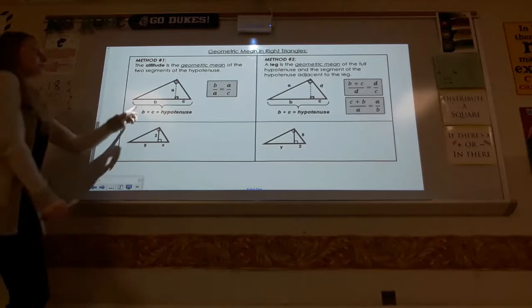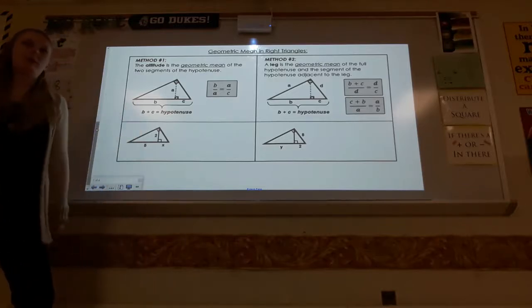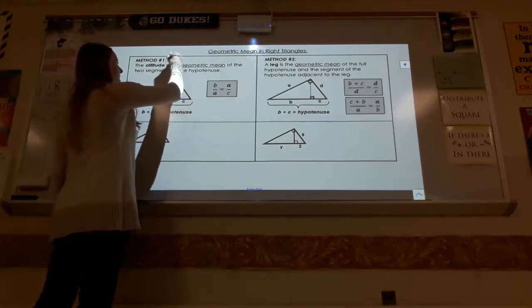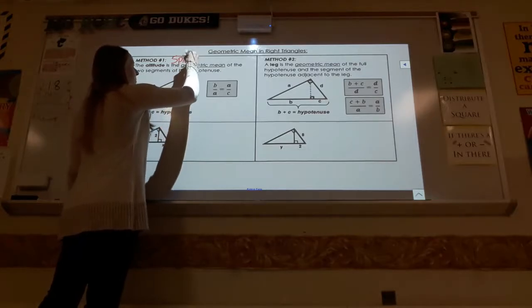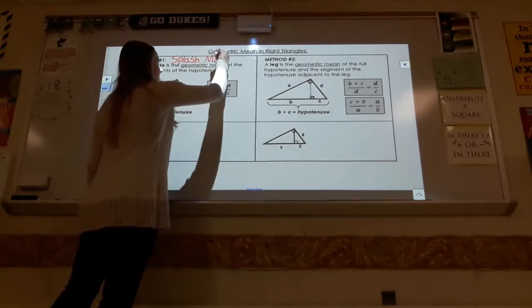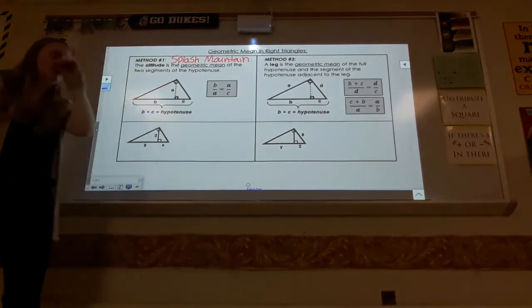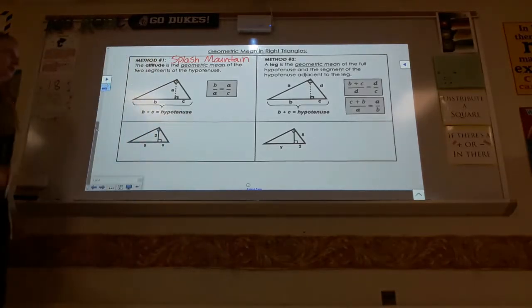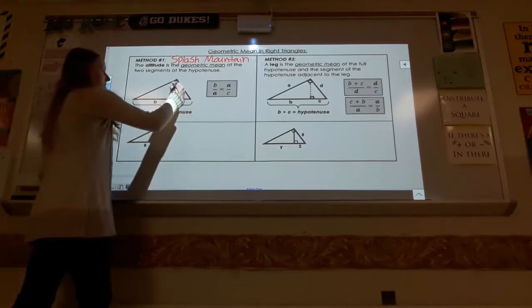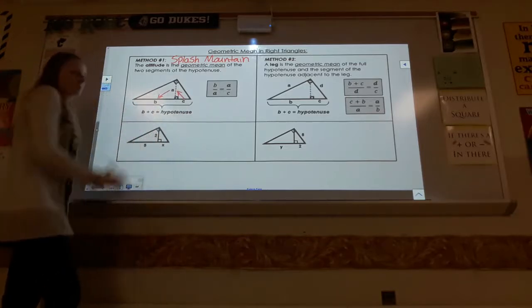This one, I didn't have a name for it, but in years past, my students have called it Splash Mountain. I honestly don't know why, but they thought that was a good name for it, and I'll explain why. So the Splash Mountain rule, if you want to refer to that, this is what I would draw for my kids to help them understand how this worked.